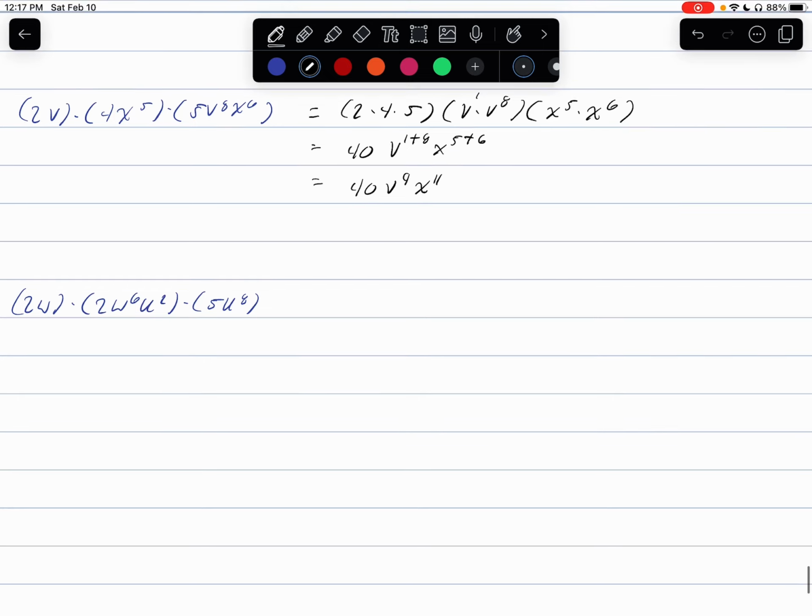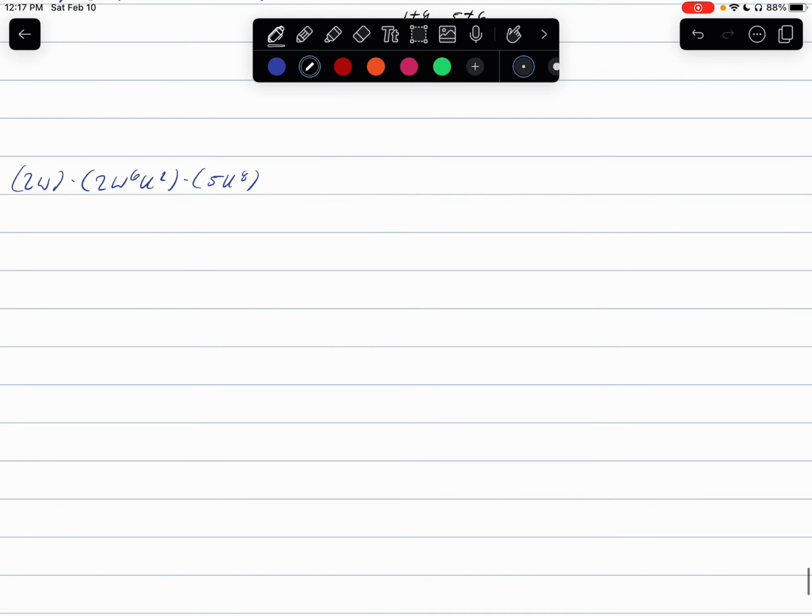Let's do one more. Here we have 2w times 2w to the 6th, u squared times 5u to the 8th. Let's bring all of our constant terms together. We have 2, 2, and 5, so we have 2 times 2 times 5. And then our w terms, we can do w times w to the 6th. And then we have u squared times u to the 8th.